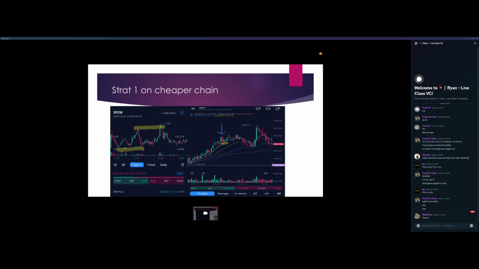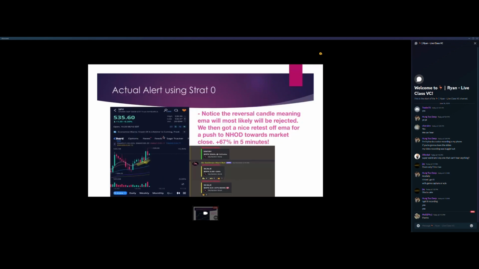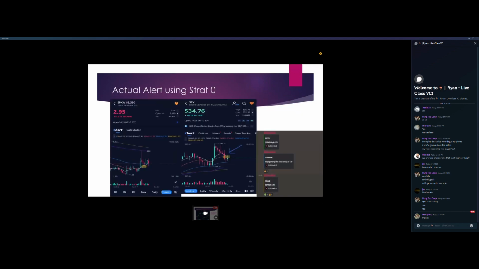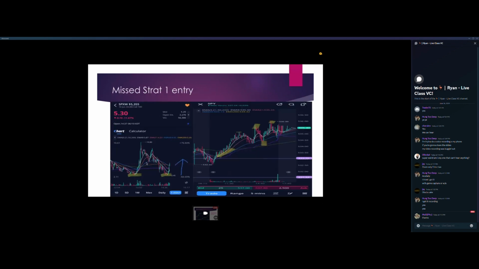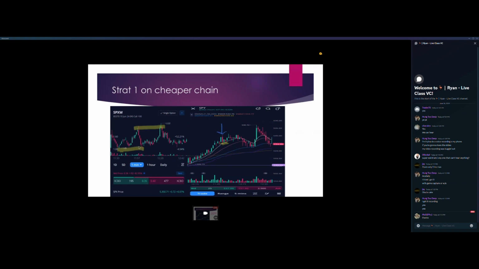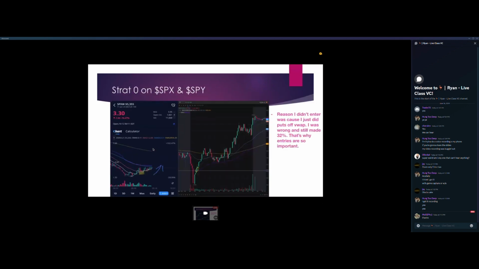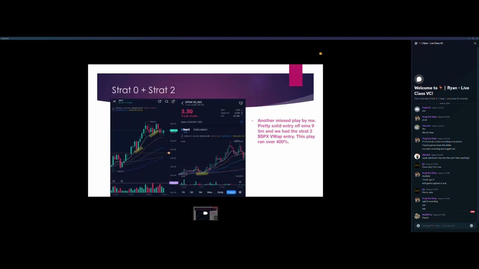This is the same movement as the other, I'm trying to find the actual other one. Yeah, this is the same movement. This is a different chain, and it's a little bit more expensive, but we have the same movement on strat 1 and strat 0. This is the same movement, same entry, and we had the same 100% move. So yes, most of the time, let me go back to where we are. Most of the time, the cheaper contract will follow.